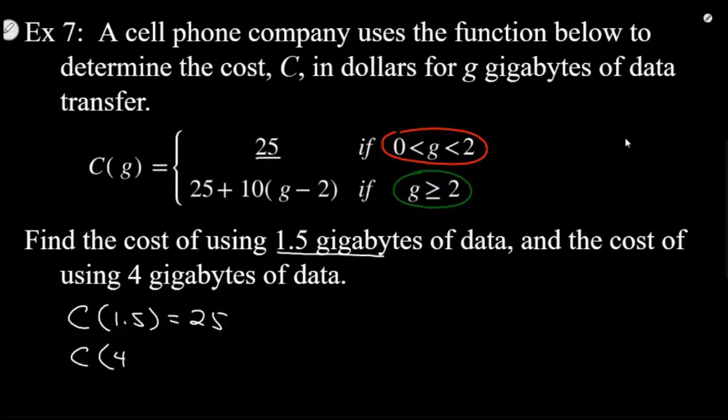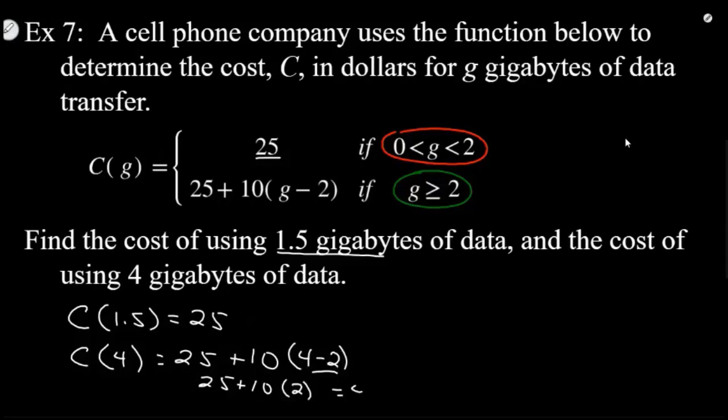Then what about C of 4? Which domain is that one in, red one or green one? The green. Now this one requires more work, right? Because that means we have to take 25, which makes sense. You have to pay 25 no matter what, plus $10. Evidently, they're paying $10 for each additional gigabyte, 4 minus 2. So how many additional gigabytes are they using? Well, that's the 4 minus 2, right? They had already paid for 2. So if they use 4, they're having to pay for 2 extra, right? So doing that work, 25 plus 10 times 2, that's the 2 extra, and that'd end up being $45.